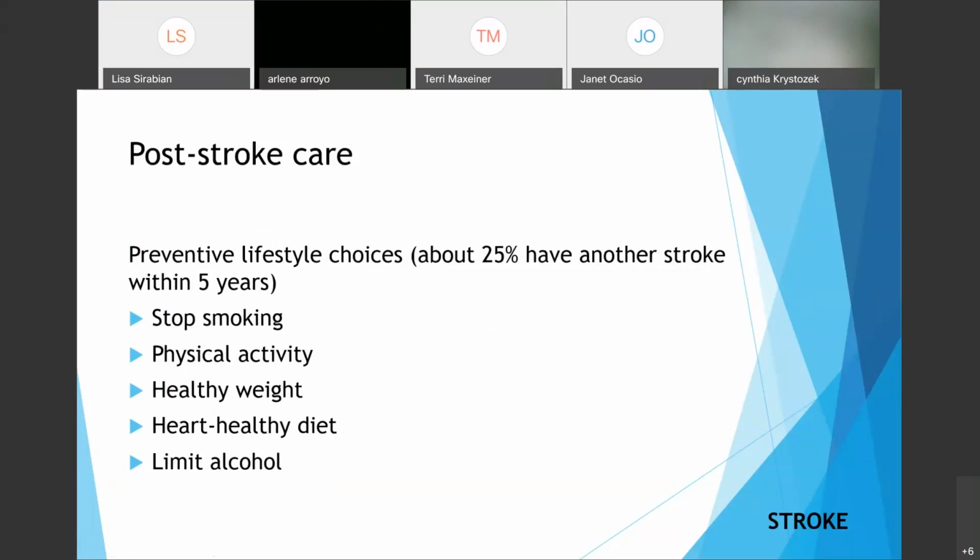So those were all sort of medical management, and now the combination with that always are the lifestyle choices that people can make to help themselves. So about 25% of people will have another stroke within 5 years, and of course we can minimize that by making these lifestyle choices. What's our role in that, of course, is education. There's a lot of education and a lot of support for the person to make these choices and make these changes. So stop smoking, increase physical activity, healthy diet, healthy weight, heart healthy diet, and limiting alcohol.